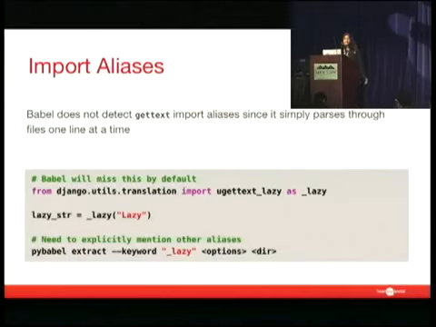There's also import aliases. Sometimes we really like putting some shorthand in our code for long function names. Again, because Babel statically runs through all of your files to get all the strings, you really have to make sure that PyBabel knows of your lazy references or your aliases in a keyword option in the extraction mechanism.